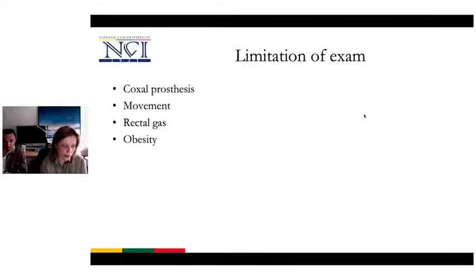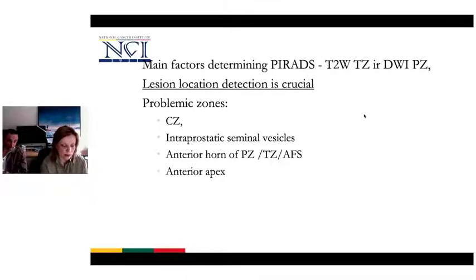Limitations of the exam, as you have understood, include rectal gas, and if we have high field MRI, 3 Tesla, these artifacts are even greater. And we have bowel movements, patient movements, prosthesis artifacts, and obesity. Sometimes it's really difficult to perform and to have a high quality exam.